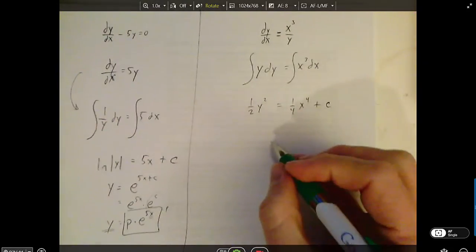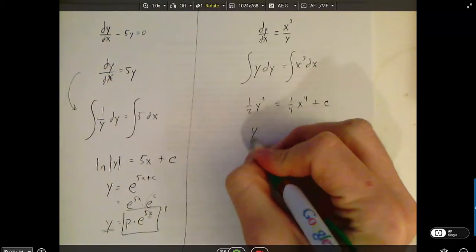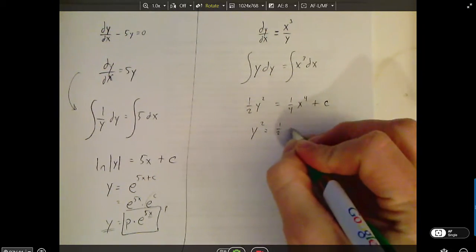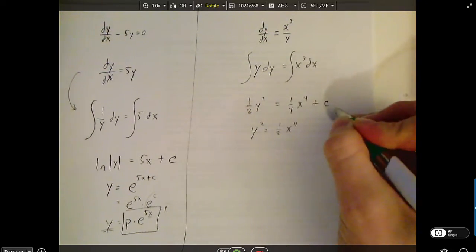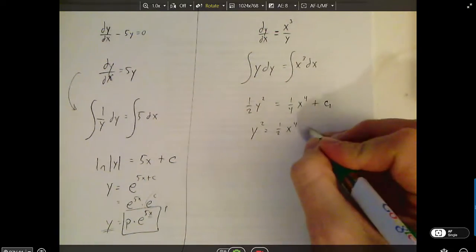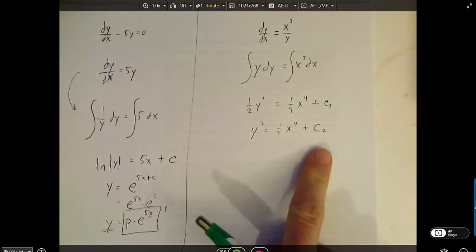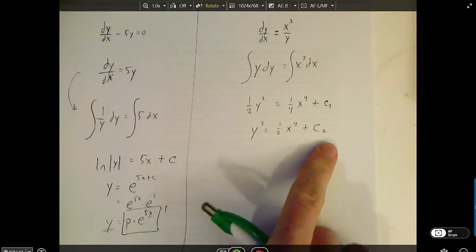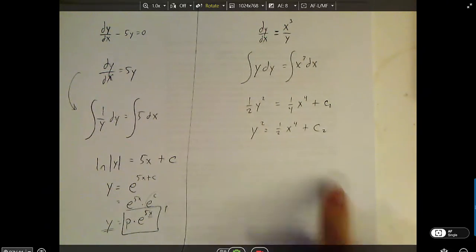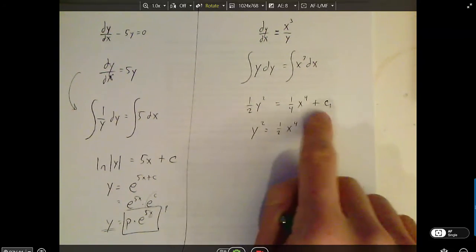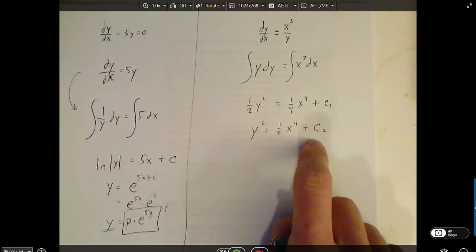And now again, I'll solve for y. So I'll multiply both sides by 2. So that gives me 1/2 x to the 4th. I'm just going to start numbering these constants. So this is constant 1. Constant 2 is twice constant 1. So when I multiplied through by 2, that became a new constant. The only reason I'm doing this is because I don't want to keep track of manipulating constant 1. All I care is it's still a constant.